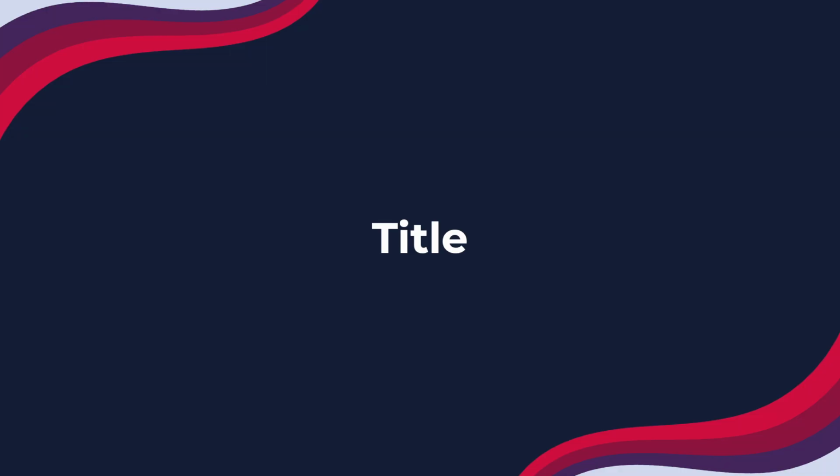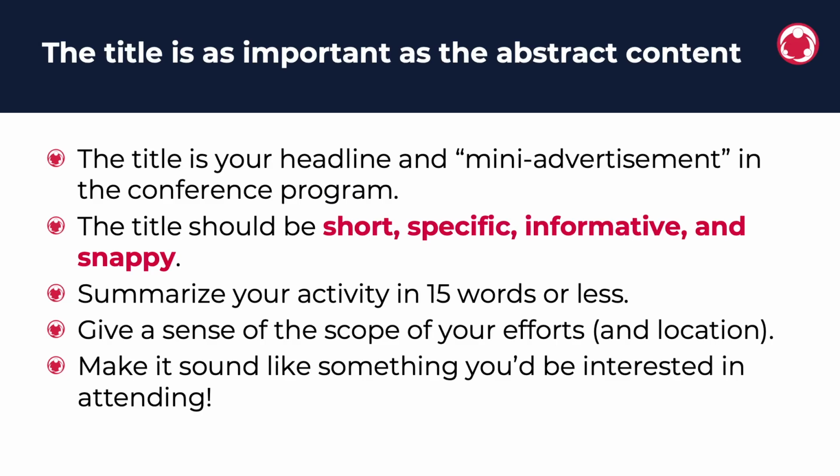First, the title. Why is a title important? It's the first thing that people will see, and if the title of your abstract isn't relevant or interesting, people won't read the abstract itself. So spend some time on the title. The title is your headline and will appear as the mini advertisement for your session in the conference program. The title should be short, specific, informative, and snappy. It should summarize your activity in 15 words or less.